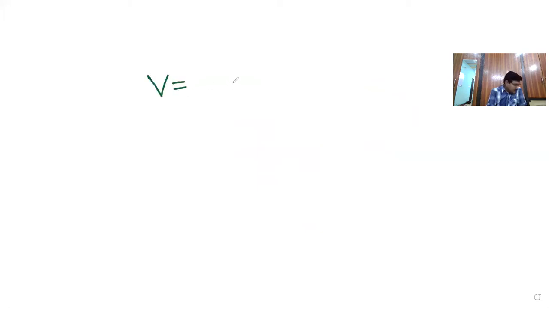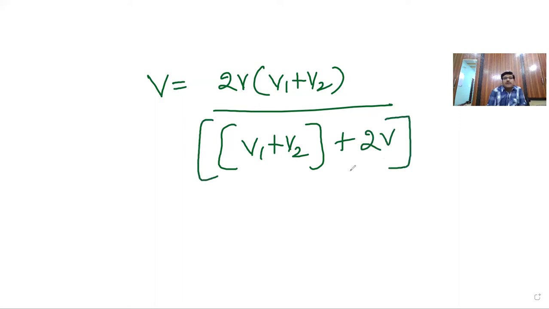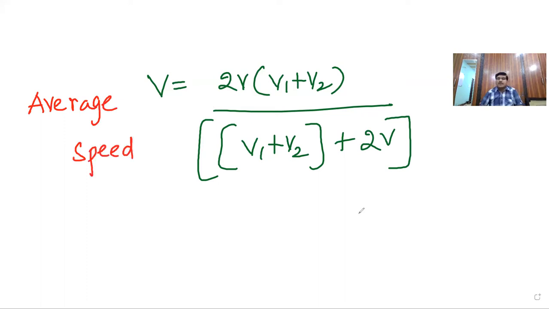If I take this up on simplification, the average speed V becomes 2V into V1 plus V2 by V1 plus V2 plus 2 into V. This is the average speed that is required in this problem. Clear?